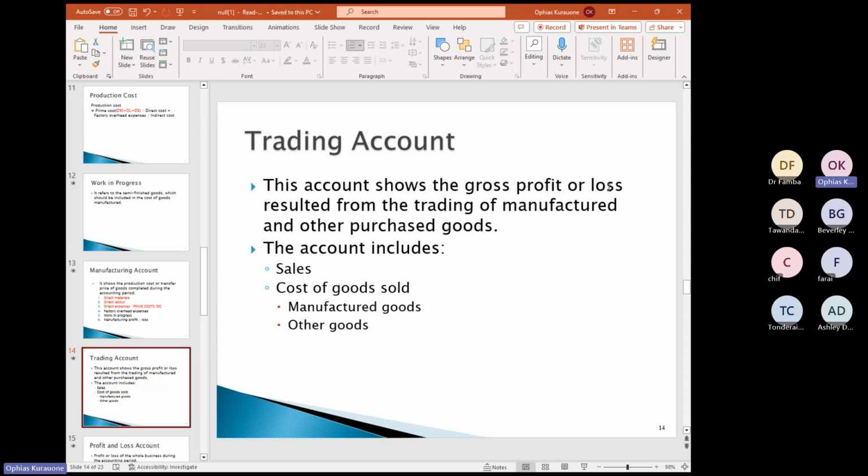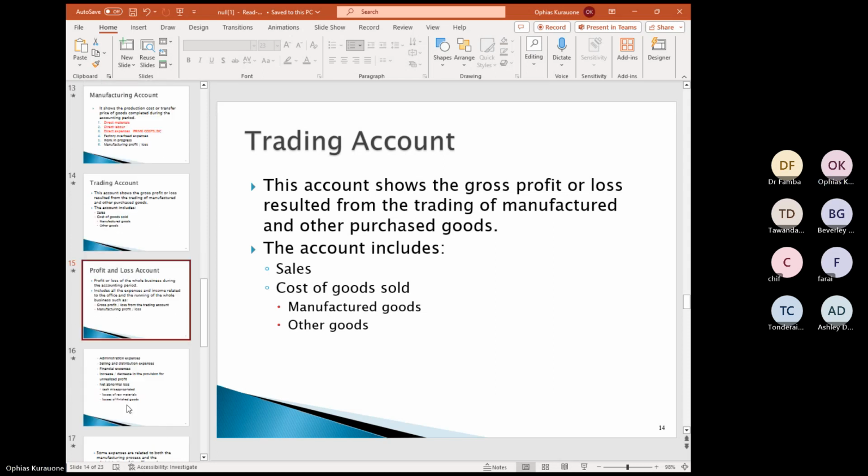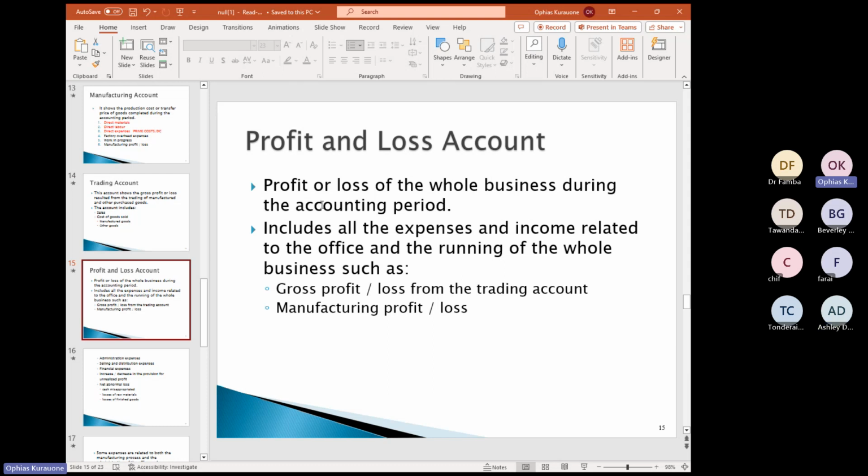This account shows the gross profit or loss resulting from the trading of manufactured and other purchased goods. The account includes sales, what you have sold, as usual, and cost of goods sold. But in this case, our cost of goods sold consists of the opening inventory, then you've got manufactured goods and other goods.